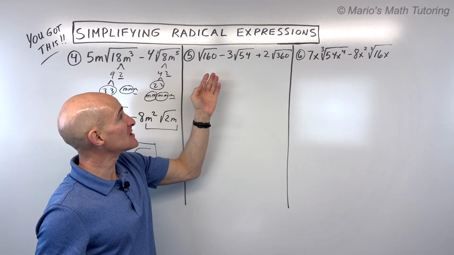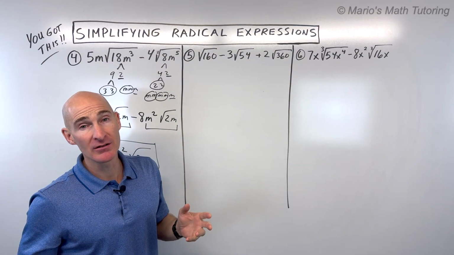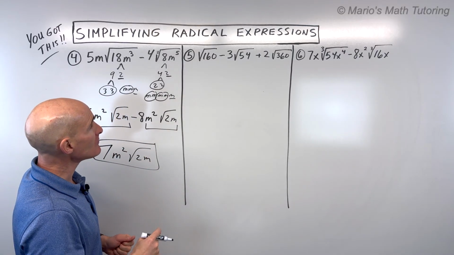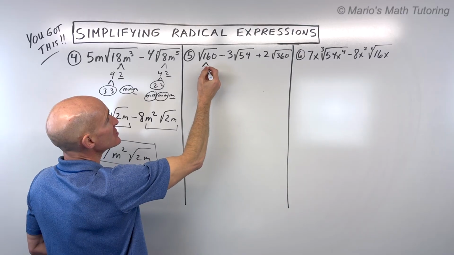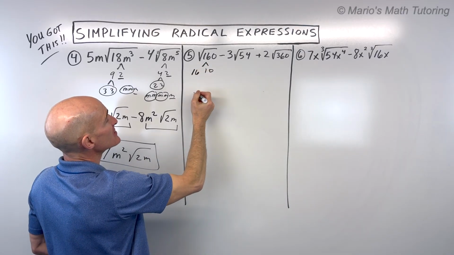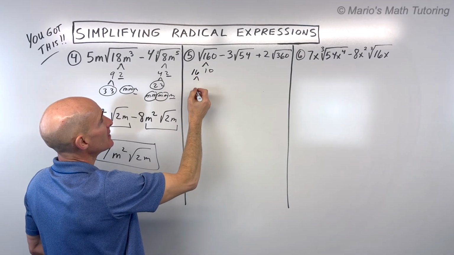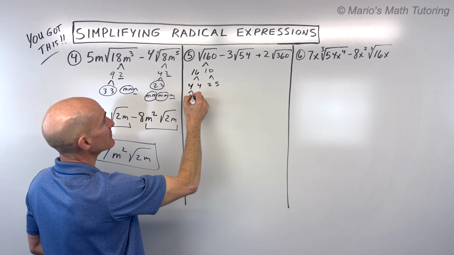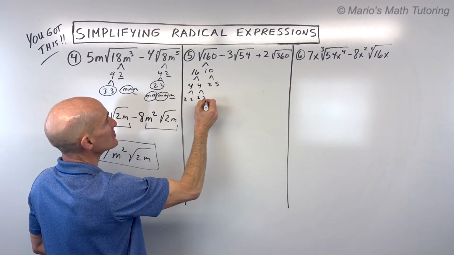So what makes this more challenging is we've got 3 terms or 3 groups. So let's go ahead and tackle this one. Again, I like that prime factorization method, just breaking it down. 16 times 10 is 160. 16 is 4 times 4, and 10 is 2 times 5, and of course 4 is 2 times 2.